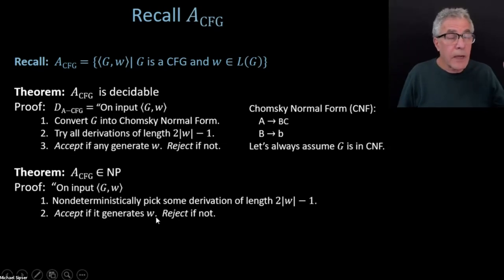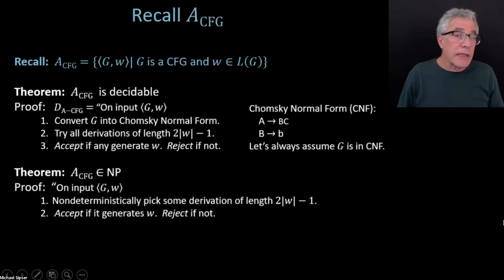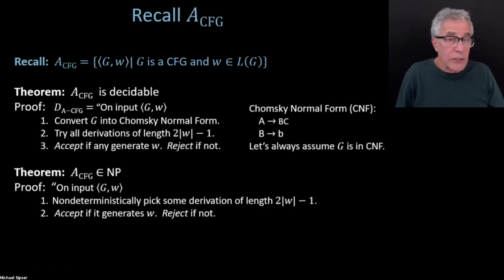This classically fits our model of NP. You can think of it as guessing the derivation and checking that it works, or in parallel writing down all possible derivations. But this ACFG problem is classically a problem in NP. And if you just imagine that, what's going to be the certificate? If you found an input that's in the language generated by the grammar, the certificate is a derivation.